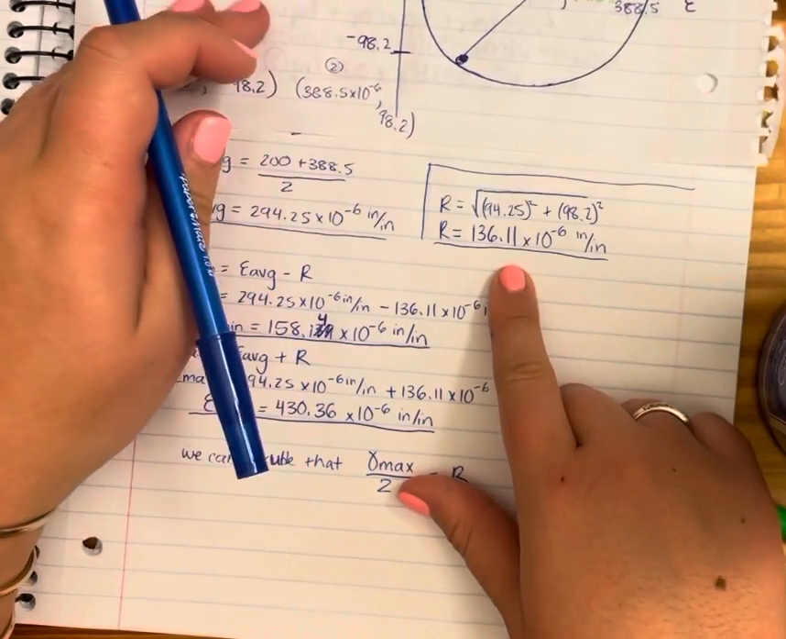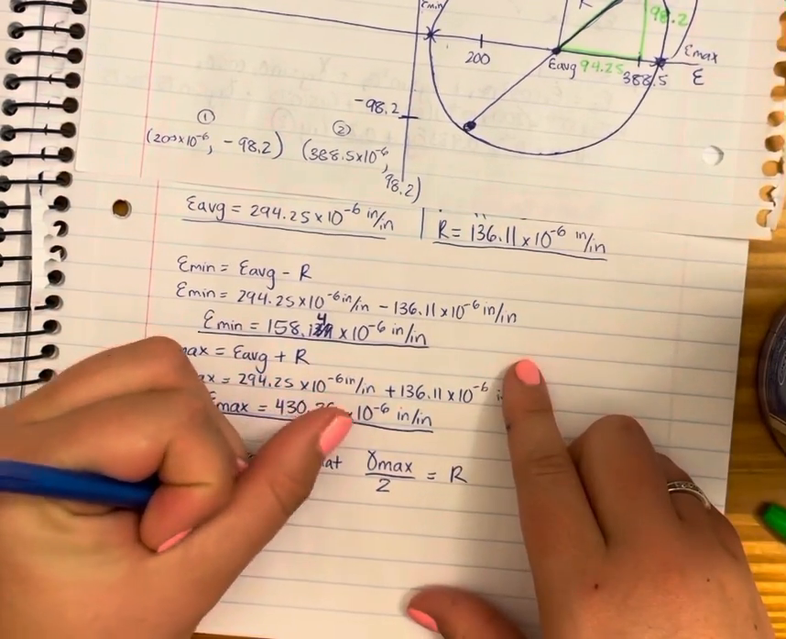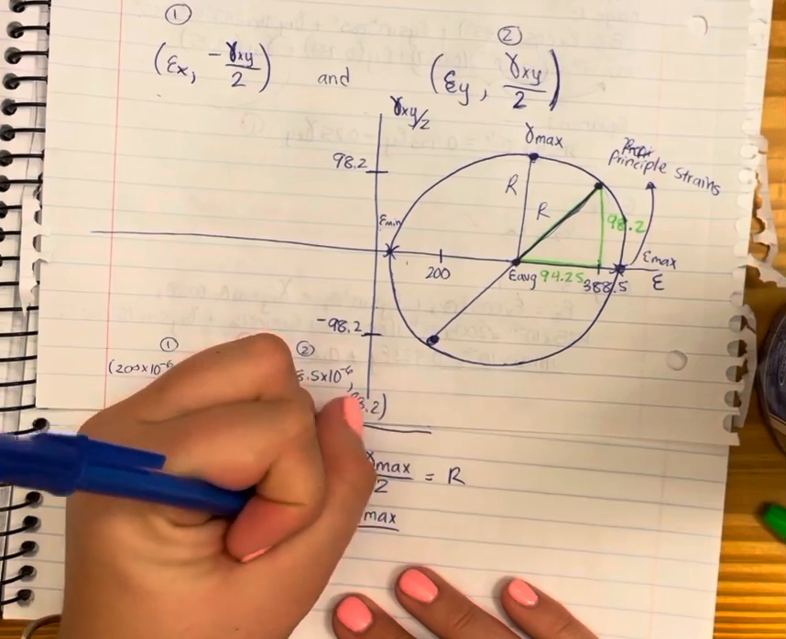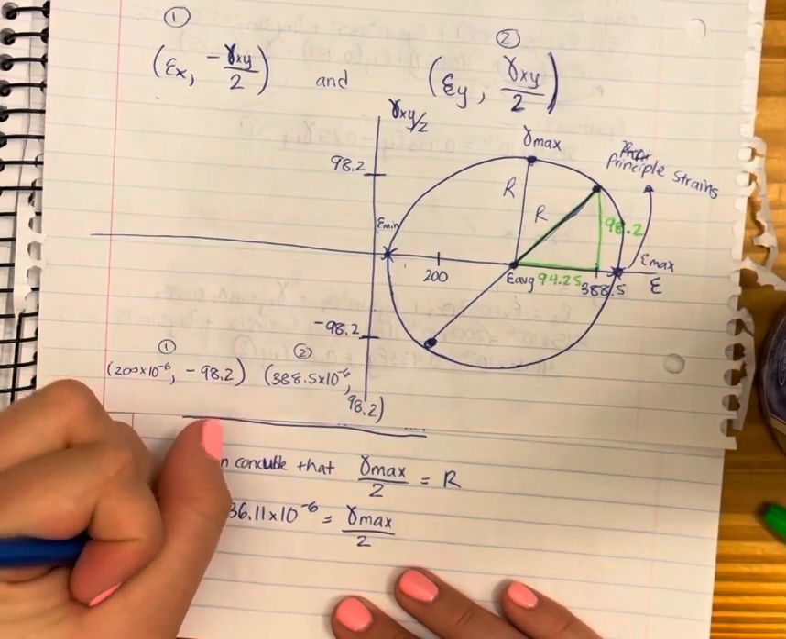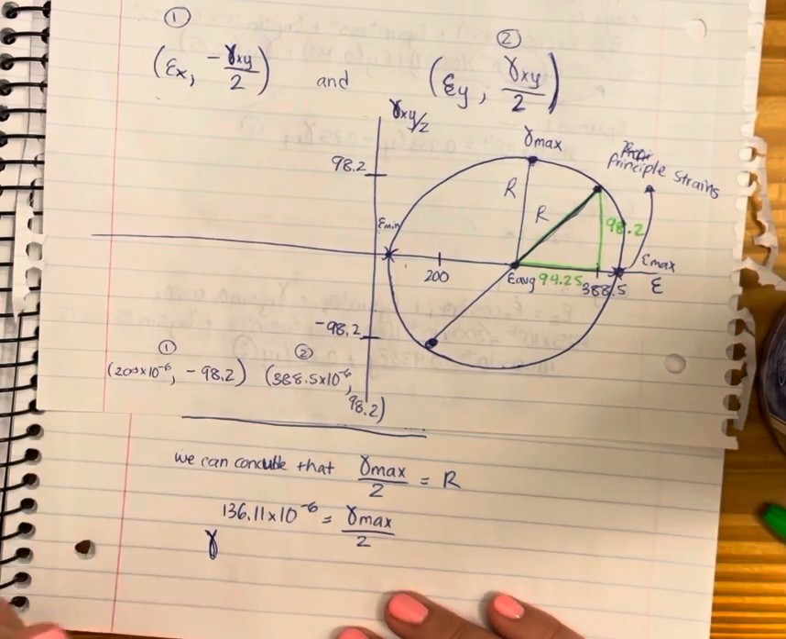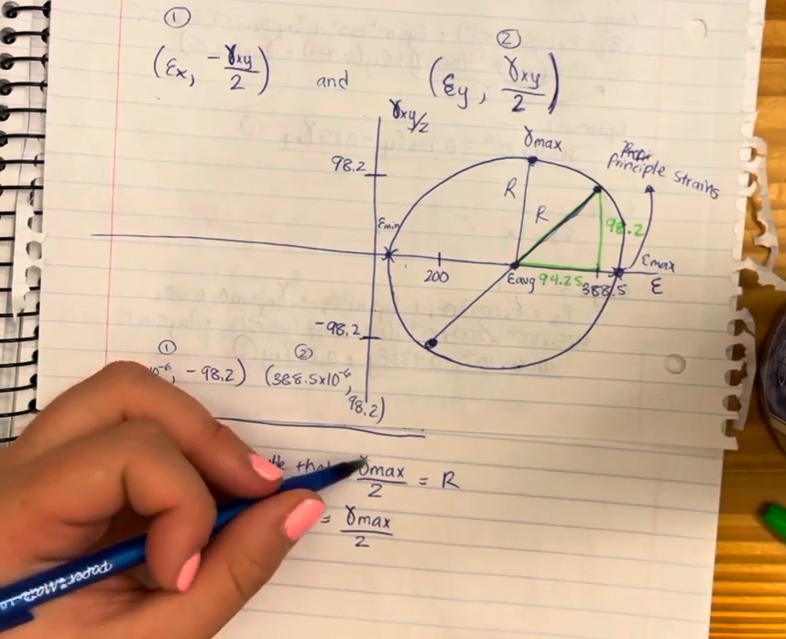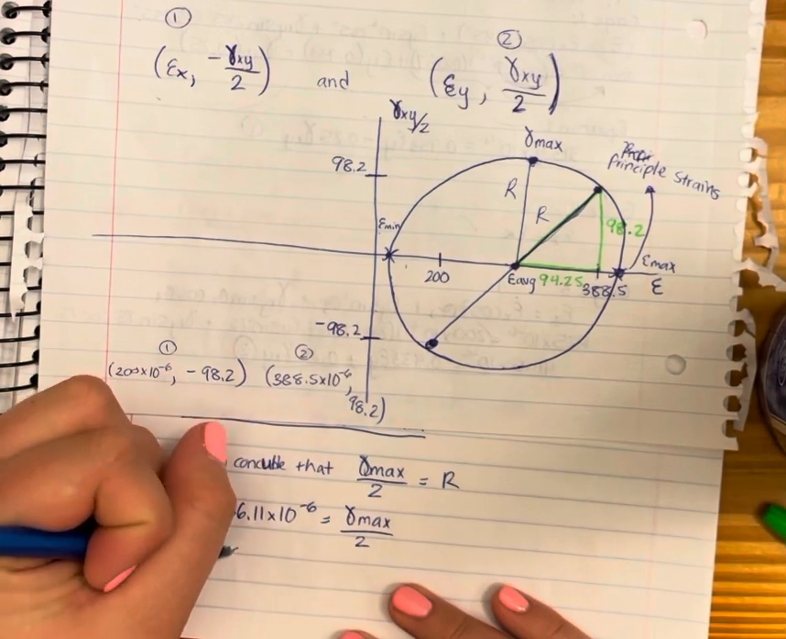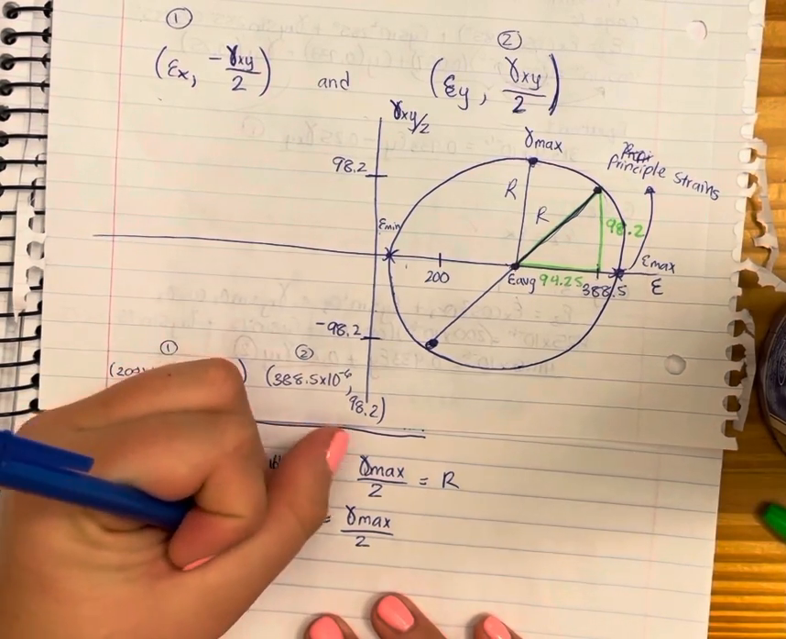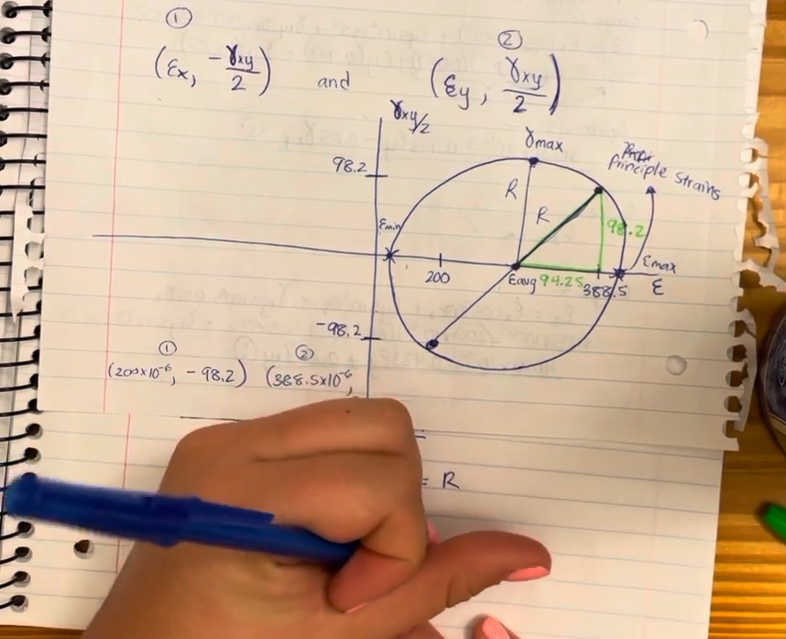We found up above that R equals 136.11 times 10 to the negative 6, which equals shear strain max divided by 2. We find that the shear strain max equals 272.22 times 10 to the negative 6 inches per inches.